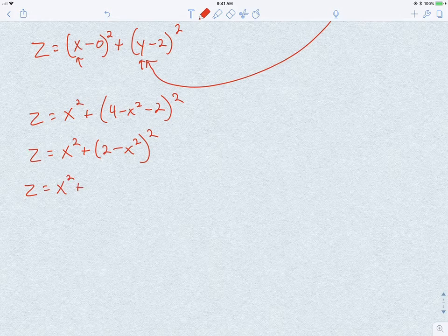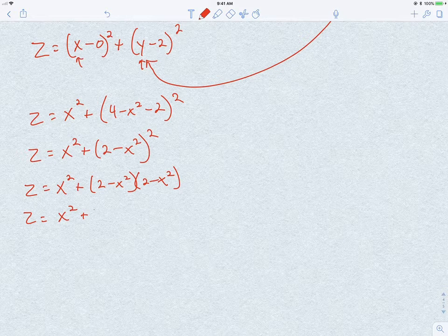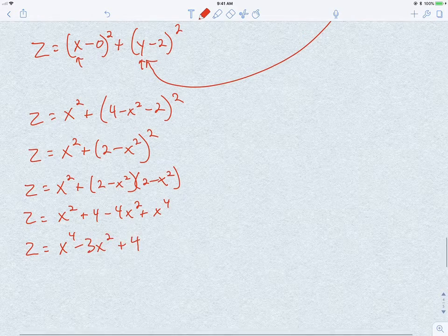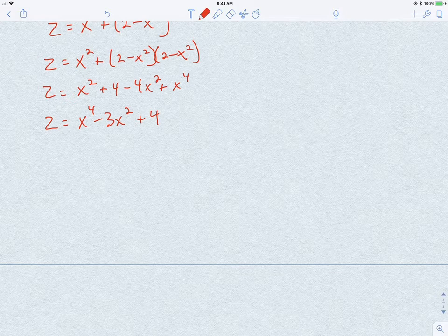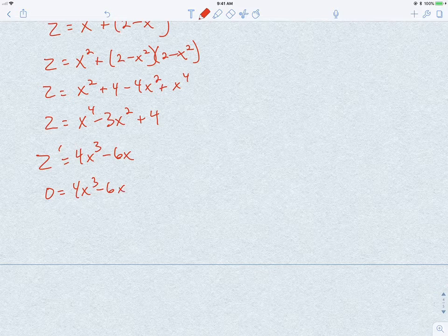I can then expand this, 2 minus x squared times 2 minus x squared, which gives 4 minus 4x squared plus x to the 4th. If I collect like terms and reorganize, I've got x to the 4th minus 3x squared plus 4. So now I can take the derivative and look for a minimum. I've got power rule, so it shouldn't be too much of a problem. I set it equal to 0. I come up with this polynomial equal to 0. I need to factor it.